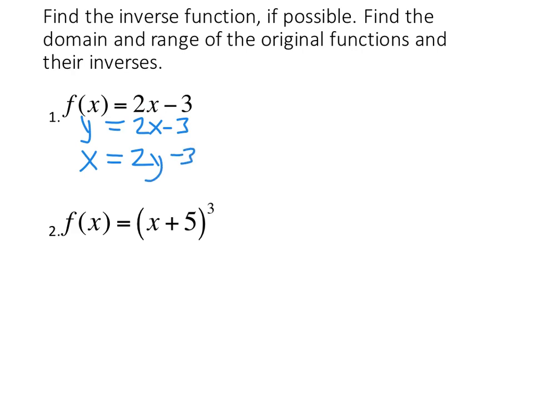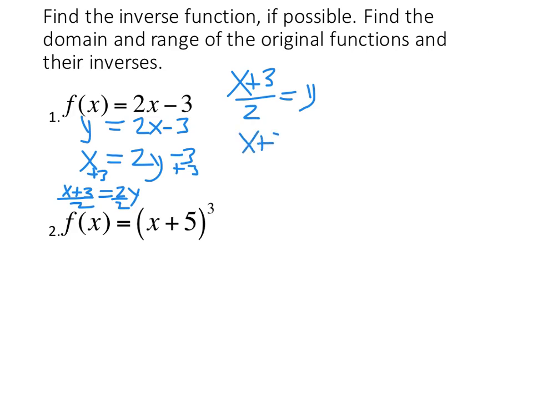Okay. Now we're going to solve for y. So I'm going to add 3 to both sides. So we're going to have x plus 3 equals 2y. Now I'm going to divide both sides by 2. So I have (x plus 3) over 2 equals y. But remember, we didn't start with a y. We started with f of x. So I need to rewrite this as (x plus 3) over 2 equals f inverse of x. And that was the very last step, to sub back in that f inverse sign for y.